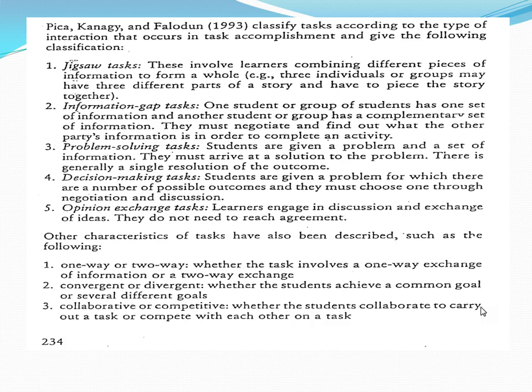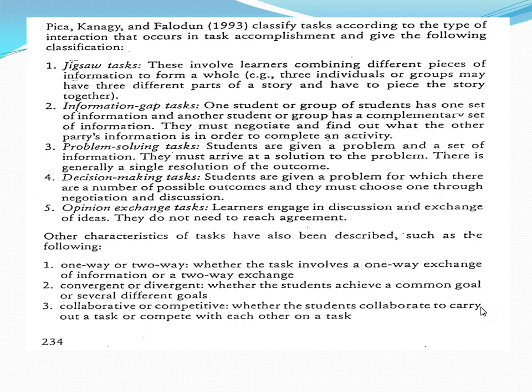And here another group of writers, Pica, Kanagy, and Falodun, 1993, classify tasks according to the type of interaction that occurs in the task accomplishment and give the following classification: jigsaw task. This involves learners combining different pieces of information to form a whole. Suppose the information is not in proper shape. You have to arrange the information. That is one kind of task.